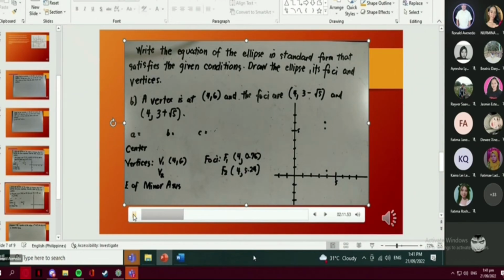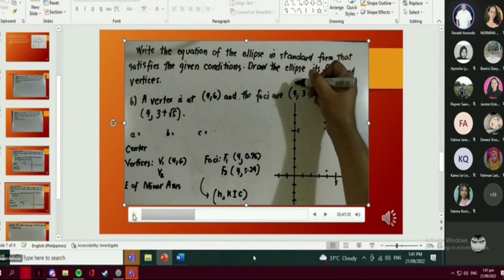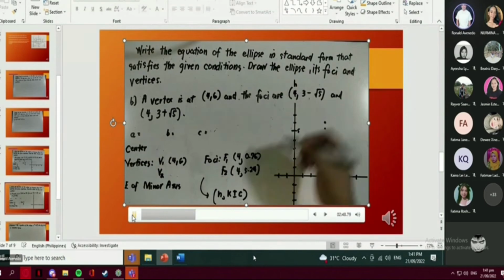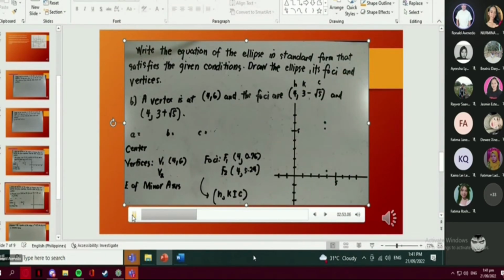So, if we use the table for our guide, then use column 3. To give us a hint of the values of A, B, and C, look at the guide for the foci, which is H, then K plus or minus C. Observe closely how this guide is used from the given. This is H, this is K, and this is C. Since the center is H, K, we can say that the center is at 4, 3.